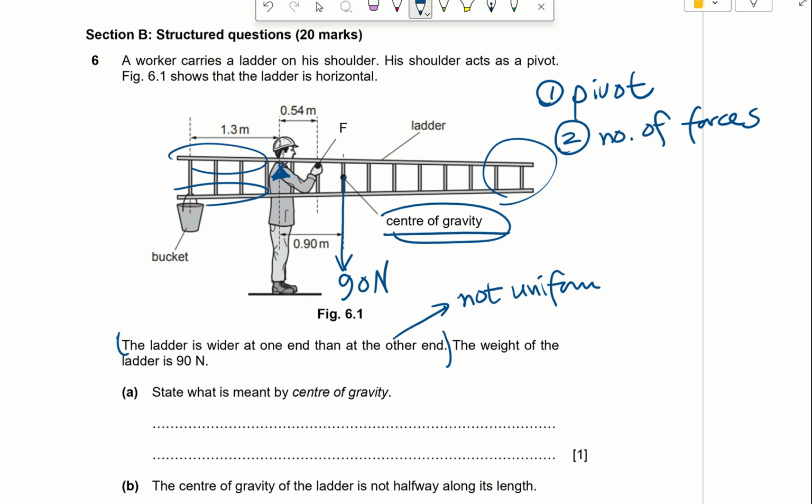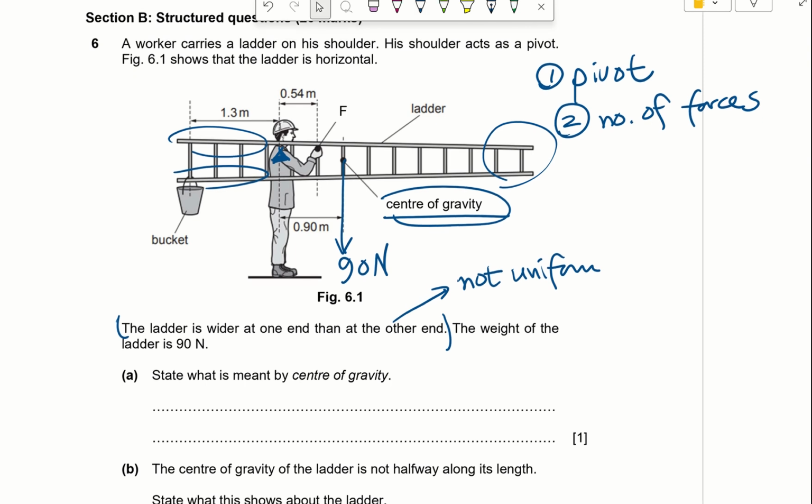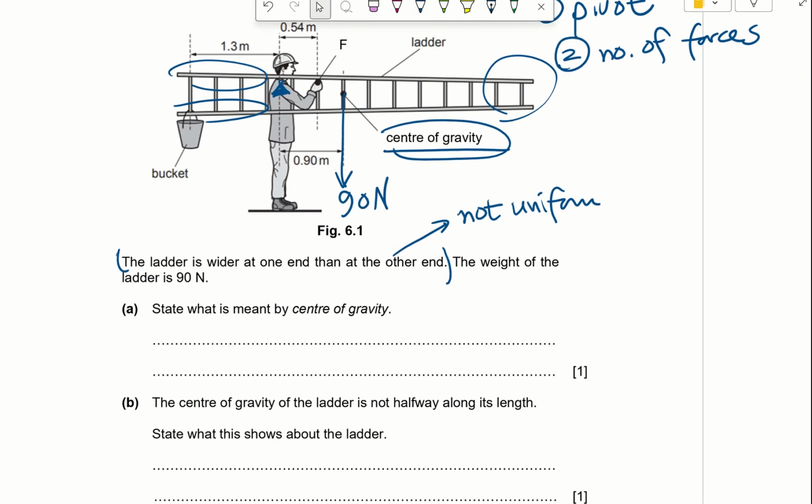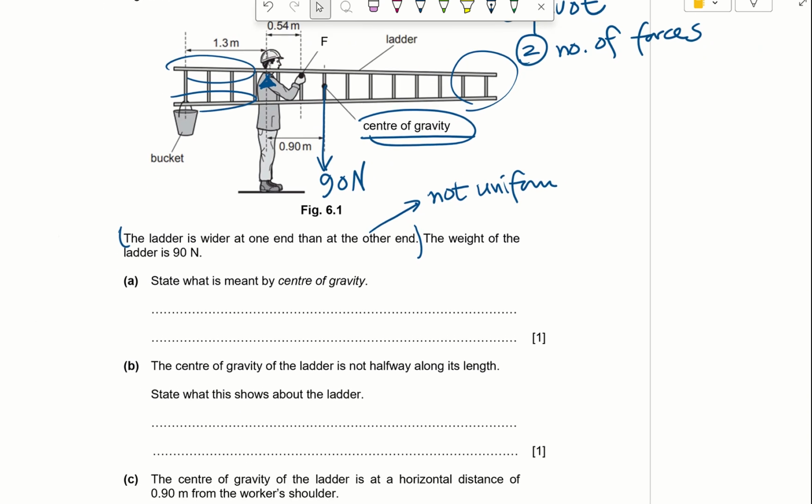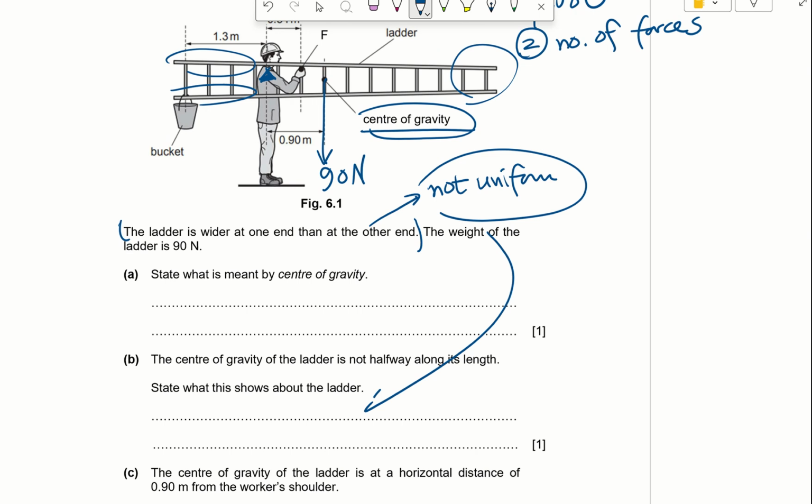Okay, so state what is meant by center of gravity. Please check your answer, I will upload later. I don't want to copy and paste and waste time. Now, center of gravity of the ladder is not halfway. State what this shows about the ladder. So it means that the ladder is not uniform.